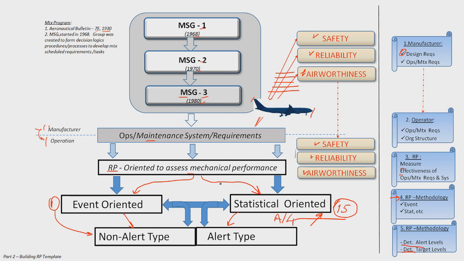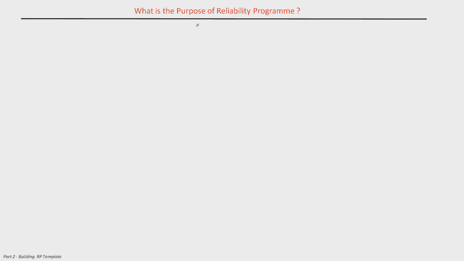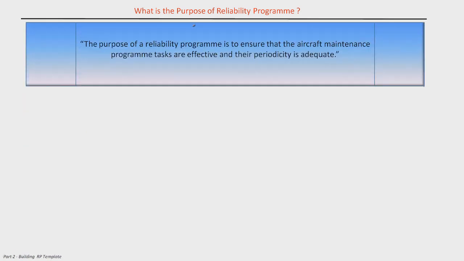Okay? Now, to summarize this slide, let's answer the next question. What is the purpose of reliability program? And the answer is, the purpose of reliability program is to ensure that the aircraft maintenance program tasks are effective and their periodicity is adequate.